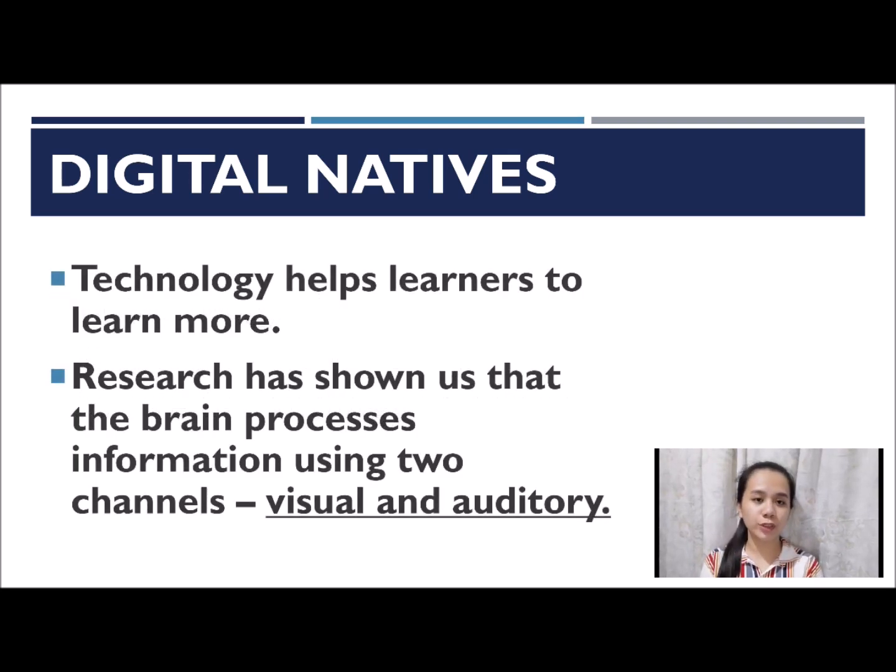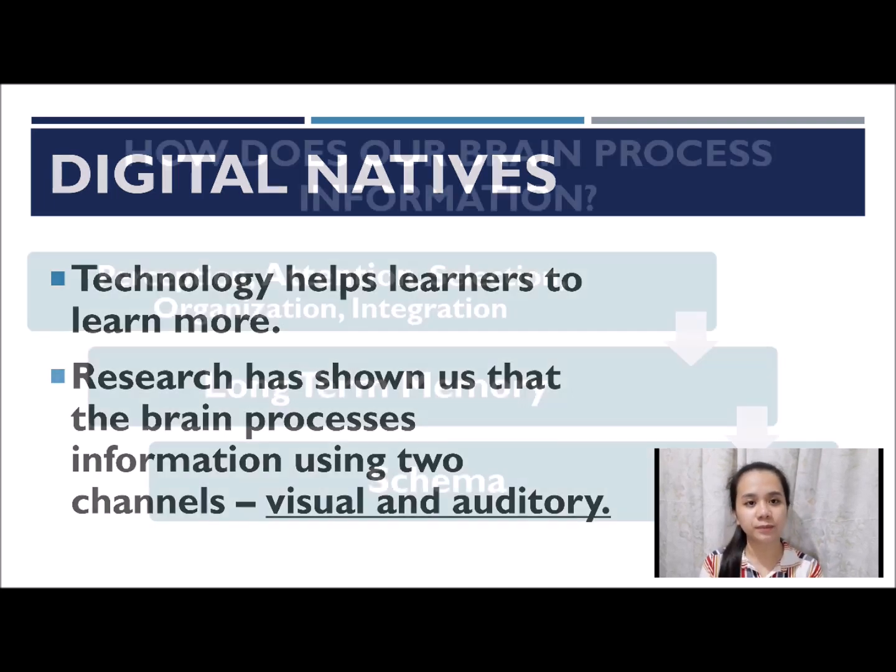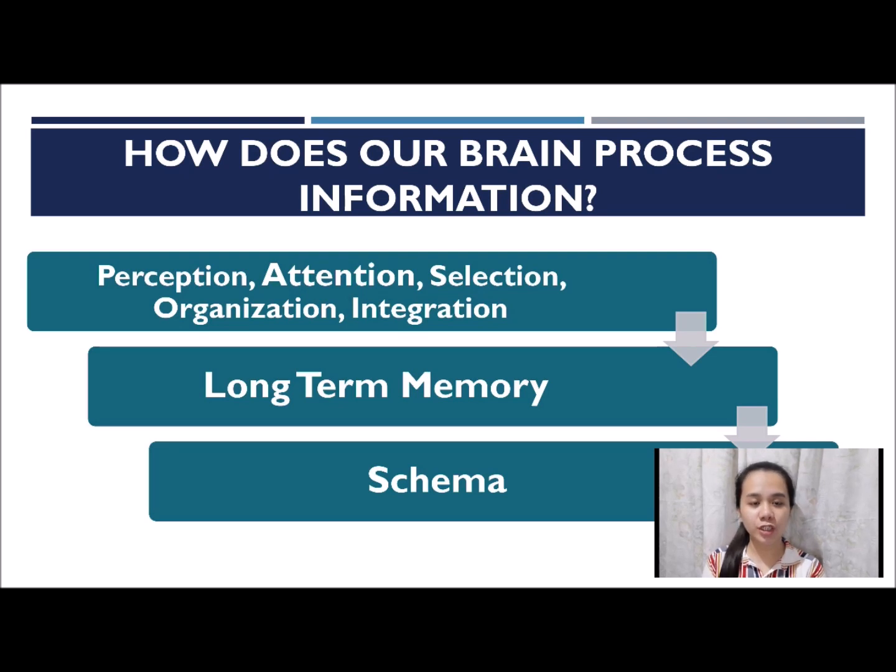Since our K-12 learners are digital natives, teachers and researchers believe that technology helps our learners to learn more. So how does it happen? How does it work? Well, it has a connection with how our brain processes information. According to research, our brain processes information using two channels, the visual and the auditory. Our ability to process information is a multi-step process. It includes perception, attention, selection, organization, and integration. And the center of this process is our long-term memory.